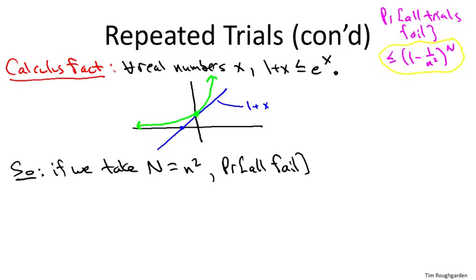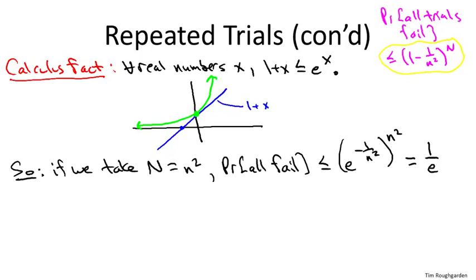In which case, the probability that every single trial fails to recover the cut A, B is bounded above by e to the minus 1 over n squared. That's using the calculus fact applied with x equal to minus 1 over n squared. And then we inherit the capital N in the exponent, which we just instantiated to little n squared. So of course the n squareds are going to cancel. This is going to give us e to the minus 1, also known as 1 over e.